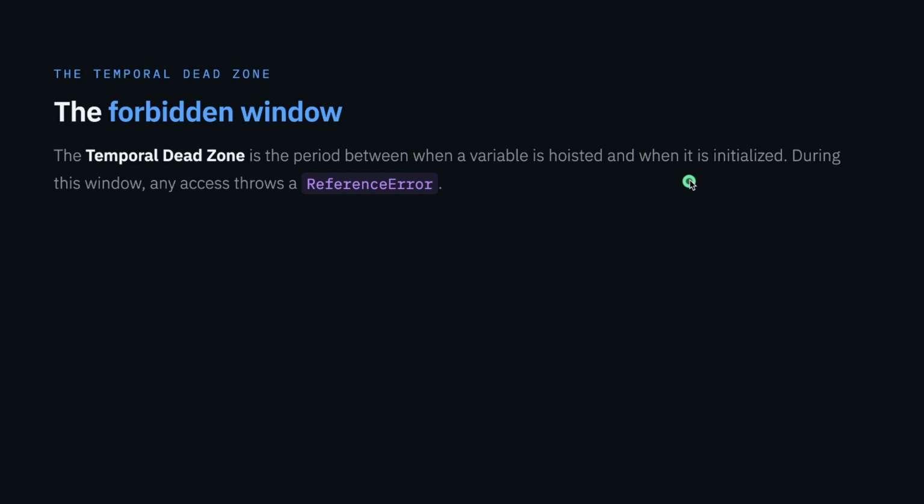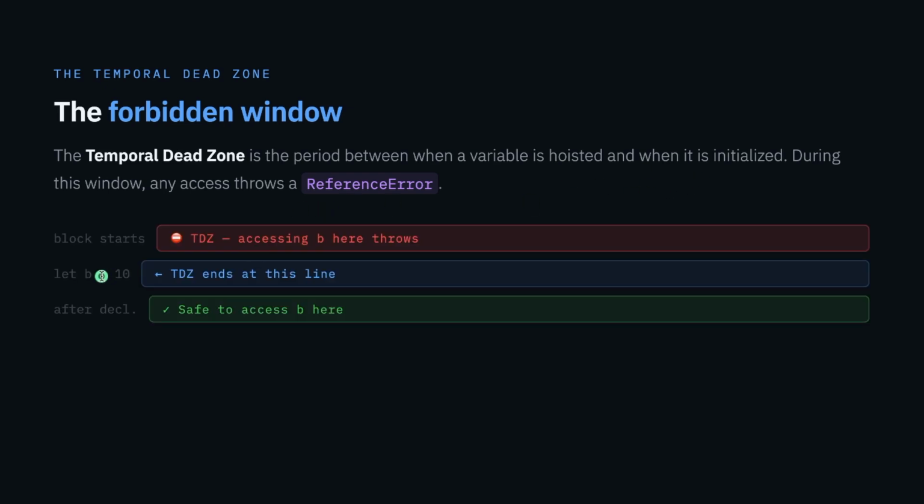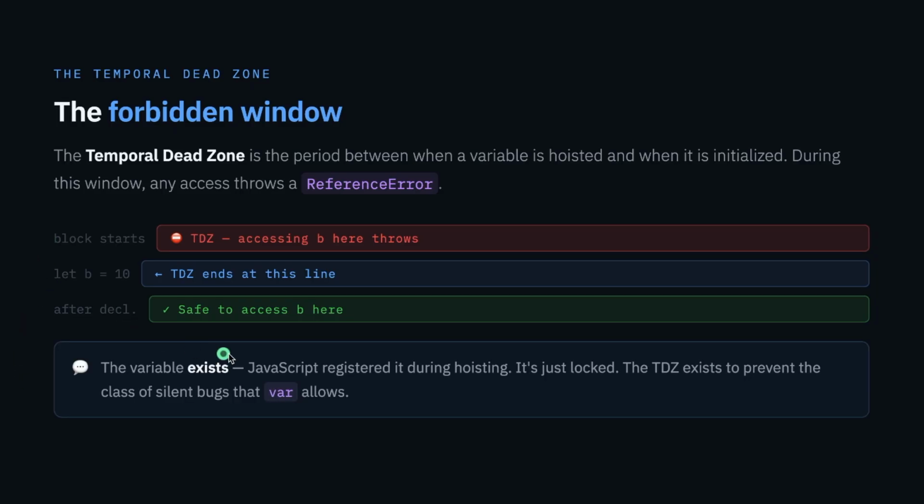And if you try to access a variable anywhere in this window, you will get a reference error. So if you have a block starting at this point and you are initializing and declaring your variable over here, then anywhere between the block start and the point where your variable has been declared would be your temporal dead zone. So basically JavaScript has registered the variable during hoisting, but it is locked. You cannot access it in this zone.